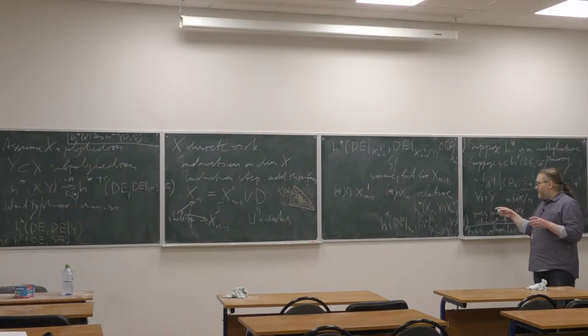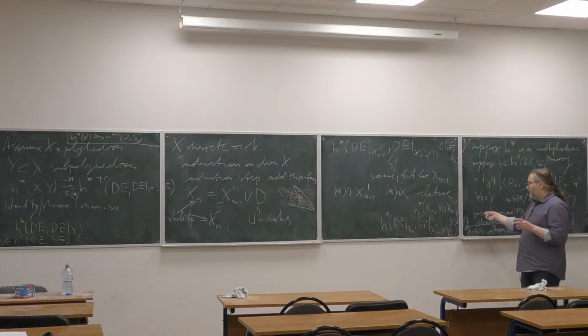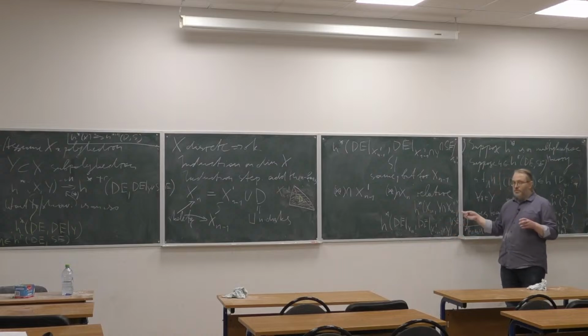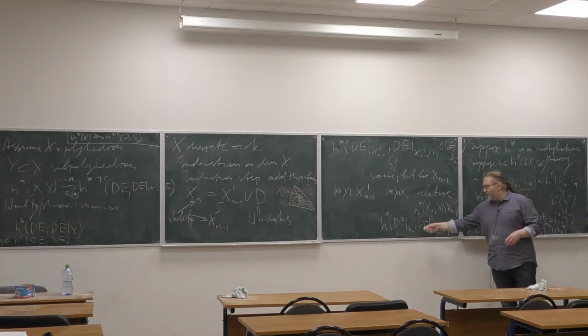Well, because we want everything that happens over y to be modded out, and same for everything which is over x_{n-1}'. And we mod out this spherization over the whole thing.